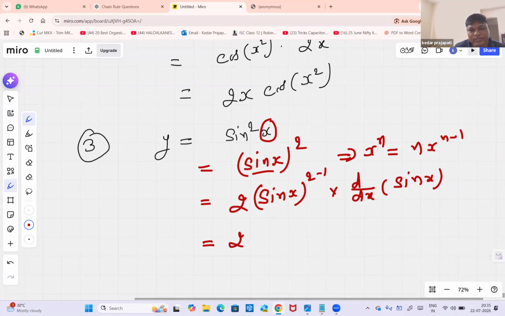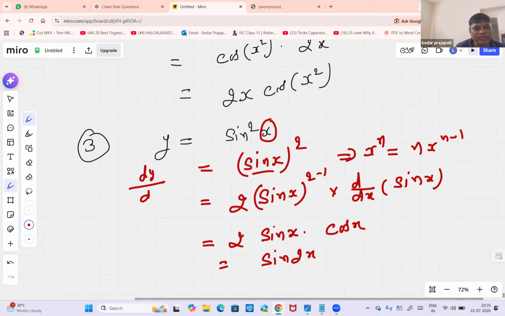2 sine x into d by dx of sine x is cos x, right? Now 2 sine x cos x is sine 2x. So we can write here dy by dx equal to this much. Clear or not? Yes, sir.